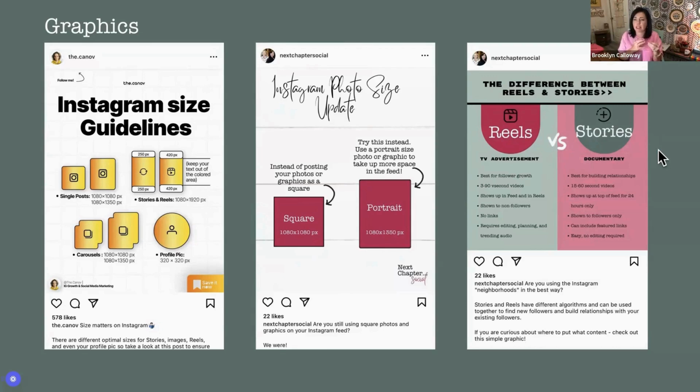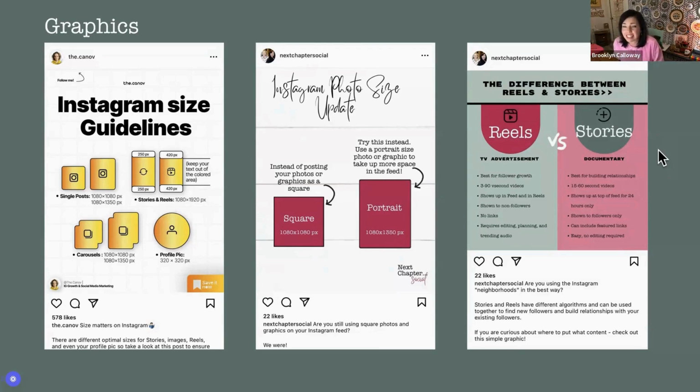They show up in the feed and in reels. They're shown to non-followers. There's no links in a reel. Requires editing, planning, and trending audio. There you go. Stories. Best for building relationships with the clients you already have, I should say, because the people who see your stories are the people that are already following you.